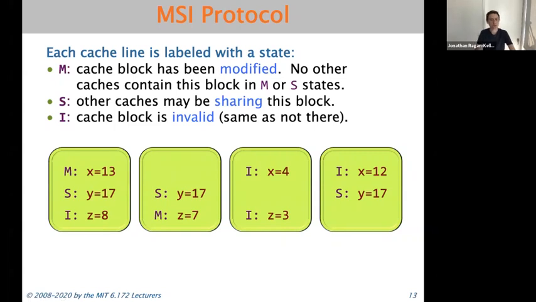Okay, so that's where we're starting out. And now what happens if, say, the second core wants to store the value 5 to the variable y?